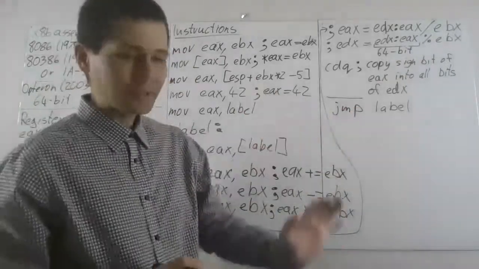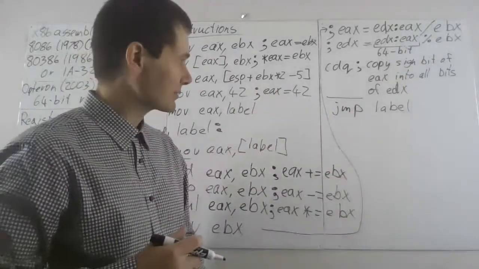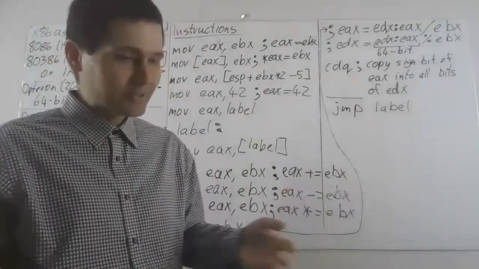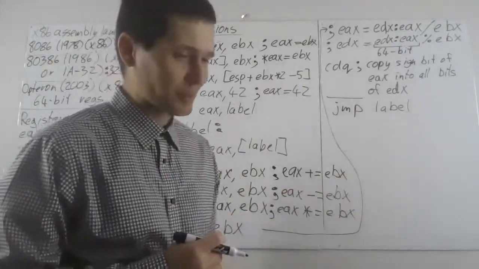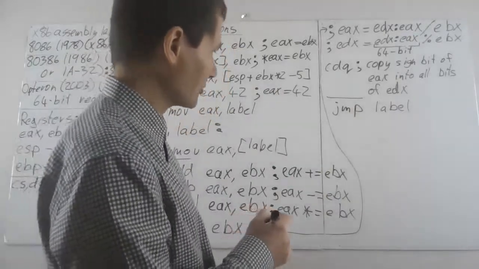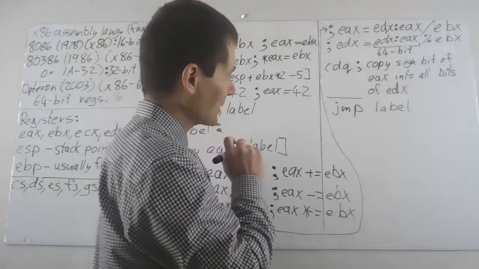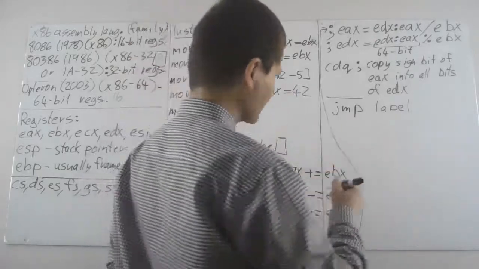And this one is unconditional, so it always jumps to that address. For if statements and while loops, you're going to frequently need conditional jumps. And so the way that this is done in x86 is by a pair of instructions.